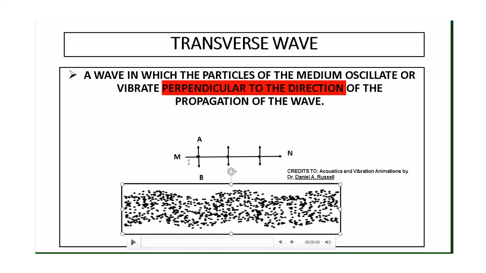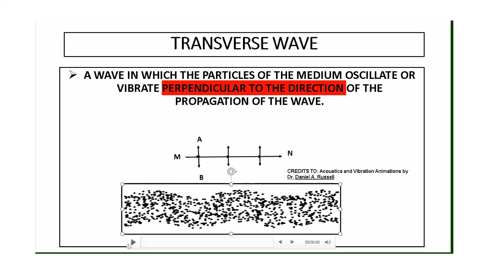The direction of the wave is from M to N, that means in the horizontal direction, and the direction of vibration of the particles of the medium is along AB, that is perpendicular to the direction of the wave, and the particles of the medium vibrate up and down perpendicularly.